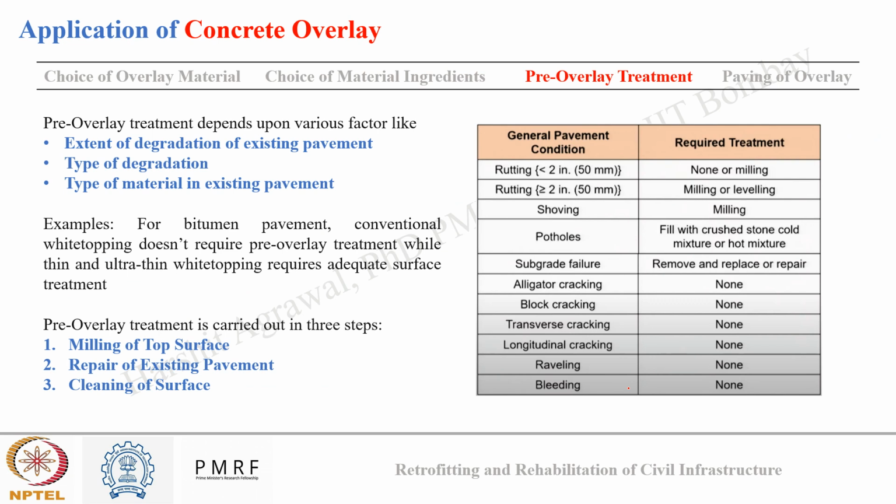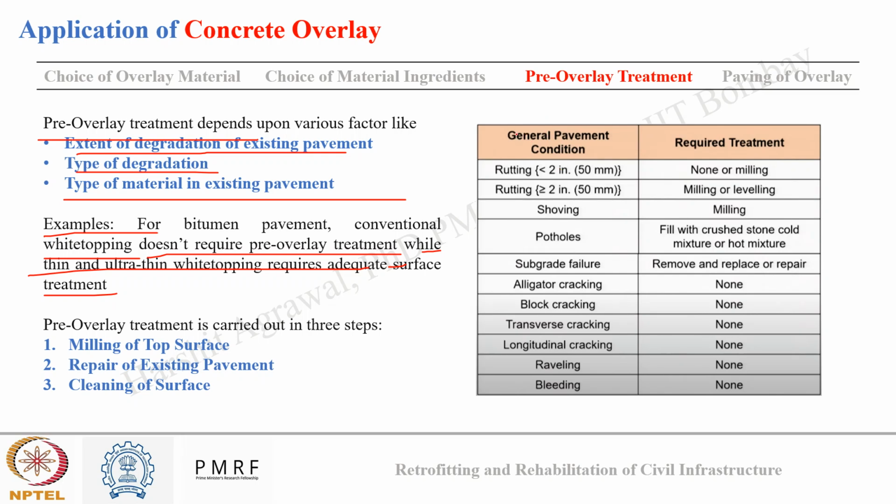Once the choice of material ingredient is done, the next step is the pre-overlay treatment that may be required in case of some overlays, like in case of bonded overlay or ultra thin or thin white topping. In such cases, we require pre-overlay treatment. So the extent of pre-overlay treatment depends upon various factors. It depends upon the extent of degradation in pavement, type of degradation, and type of material in existing pavement. For example, in bitumen pavement, conventional white topping doesn't require pre-overlay treatment. Okay, while ultra thin and thin white topping requires adequate surface treatment.